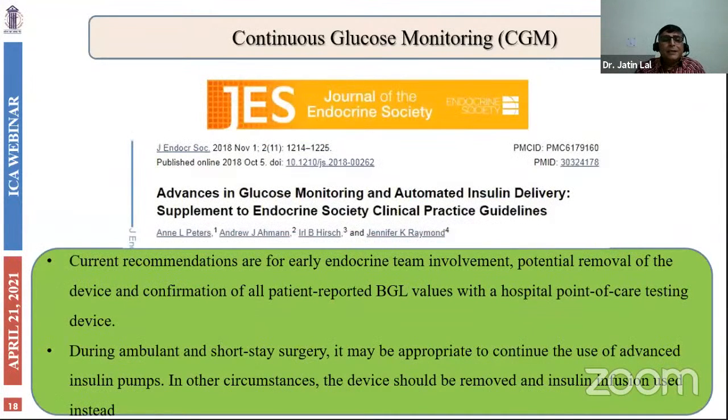There was a study on advances in glucose monitoring and automated insulin delivery published in 2018, and it recommends that with the use of these devices, early endocrine team involvement should be there, along with potential removal of the device, and confirmation of all patient-reported blood glucose values with the hospital point-of-care testing device. During ambulant and short-stay surgery, it may be appropriate to continue the use of advanced insulin pumps. In other circumstances, the device should be removed and an insulin infusion used instead.